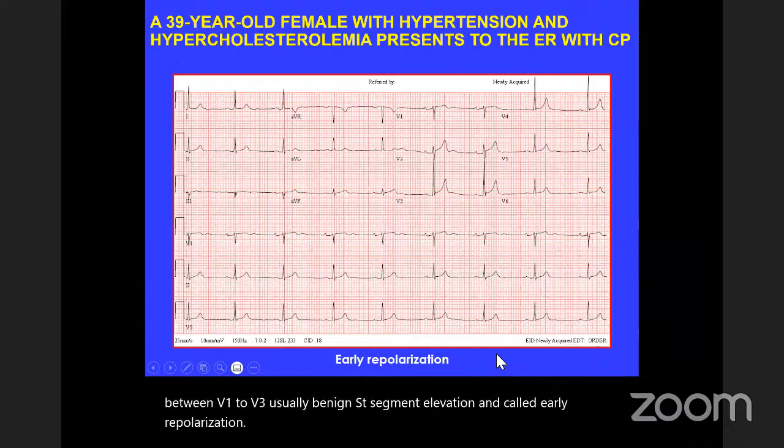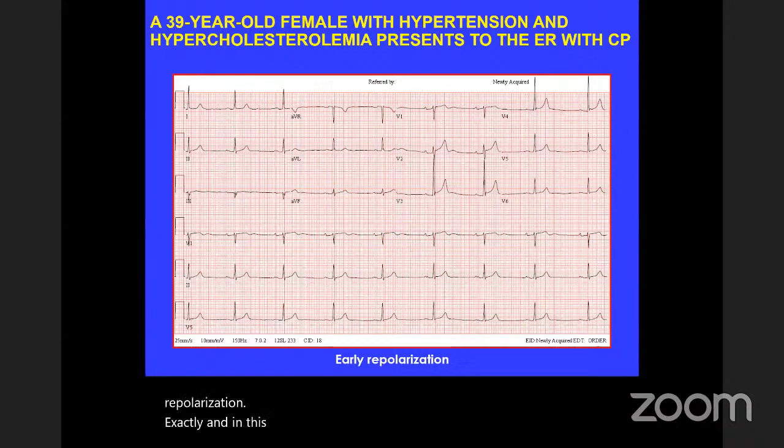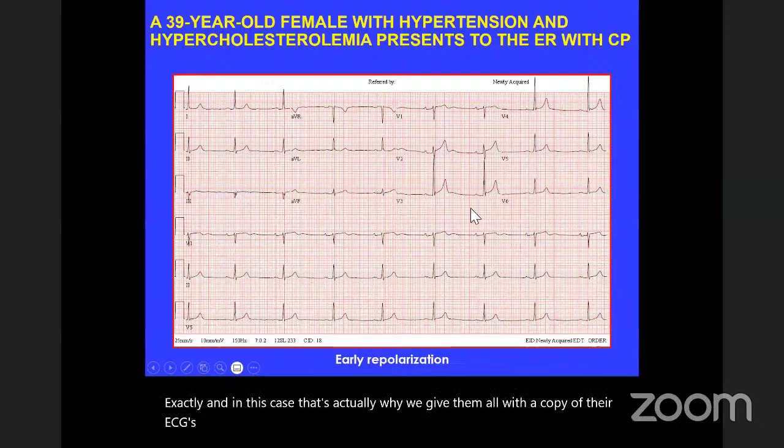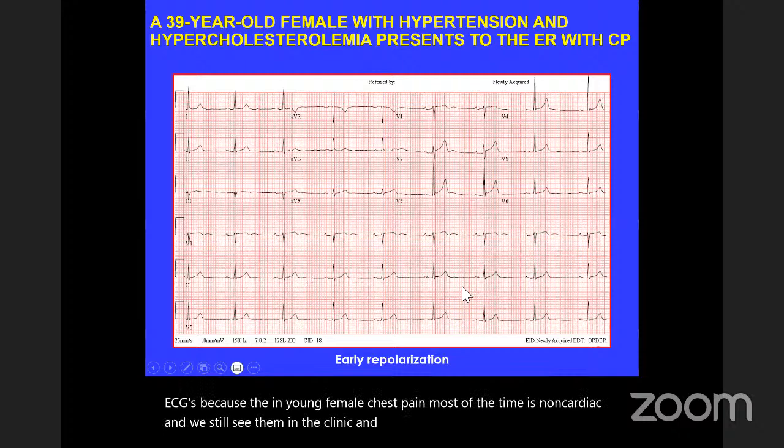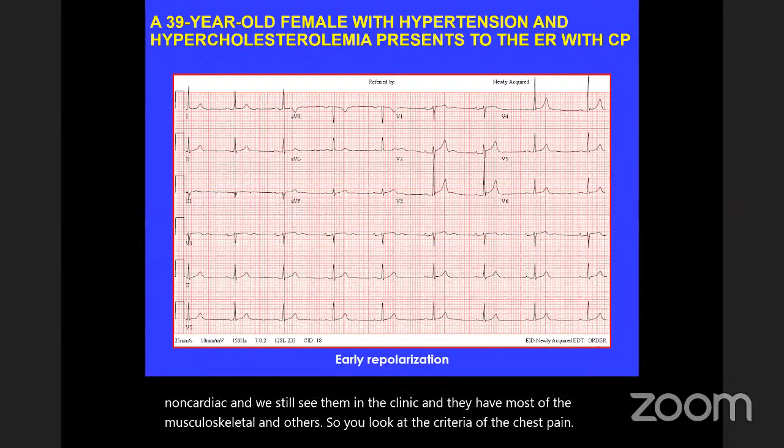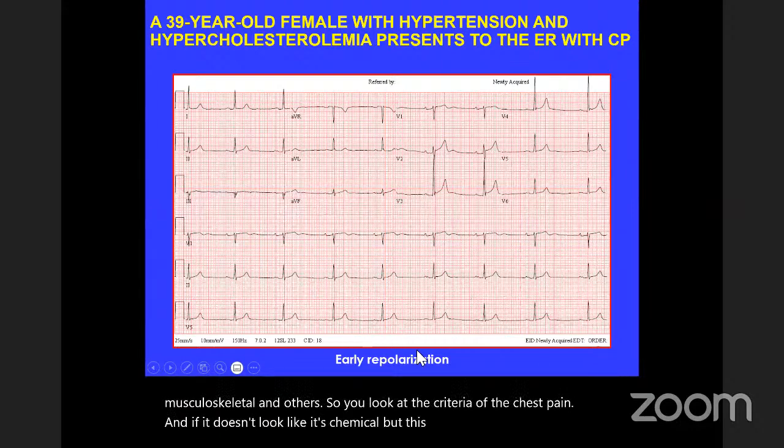So Dr. Bender, what if they persistently have chest pain? Then they're going to complain, exactly. I mean, we do something for them. That's actually why we give them a copy of their ECGs, because in young females, the chest pain most of the time is non-cardiac, and we still see them in the clinic, and they have mostly musculoskeletal and other causes. So you look at the criteria of the chest pain, and if it doesn't look like ischemic with this ECG, then it's early repolarization.